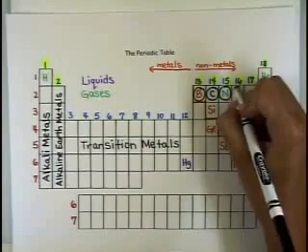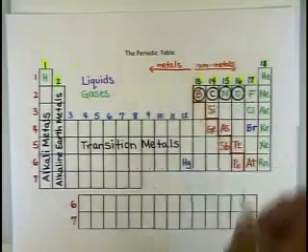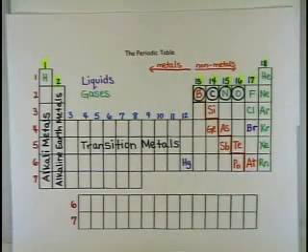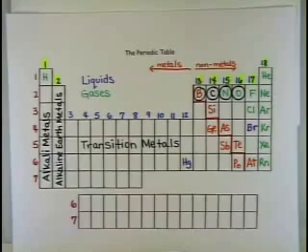Family 16 is called the oxygen family. Again, it gets its name because oxygen is at the top of the family. You could say that oxygen is the head of the family.